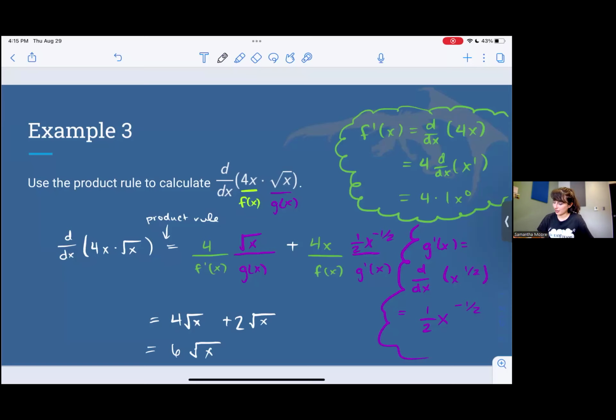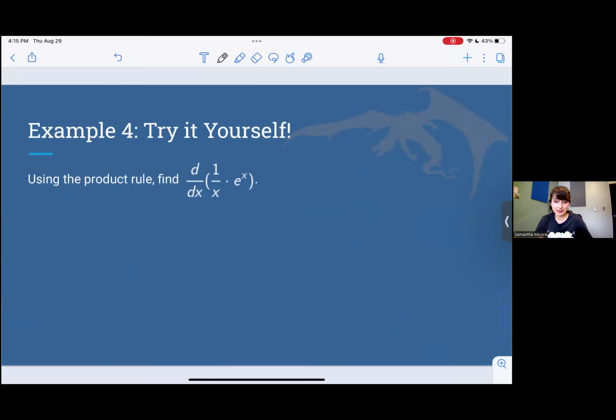Okay. All right, so it is your turn to go ahead and try this out yourself. So using the product rule, I want you to find the derivative of 1/x times e to the x. So go ahead and pause here and try that problem. All right, hopefully you actually paused and tried the problem. So if you want to check yourself, what you should have gotten is x to the minus 2 times e to the x plus 1/x times e to the x. And that is the product rule.